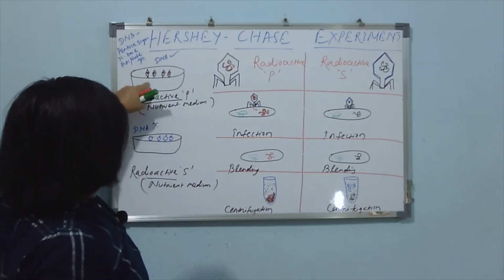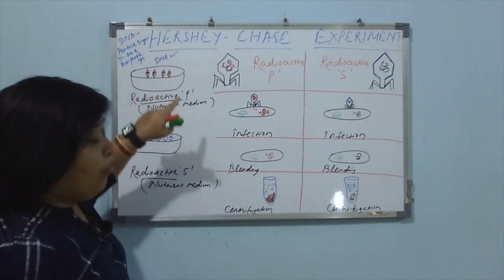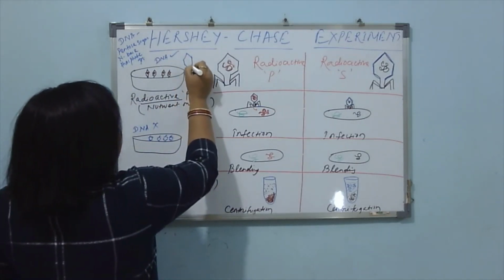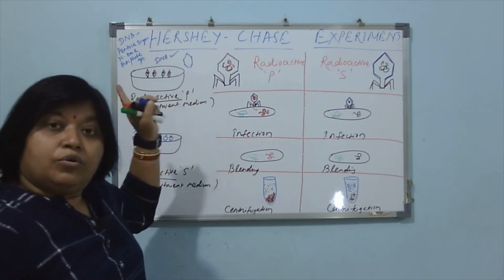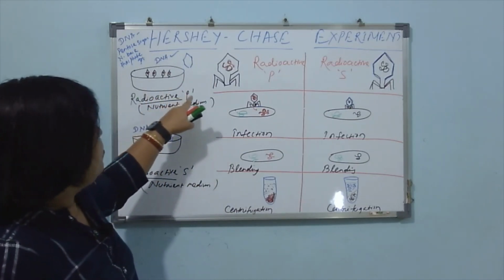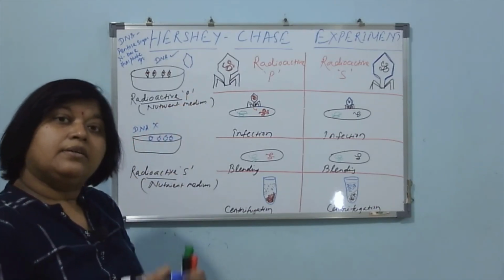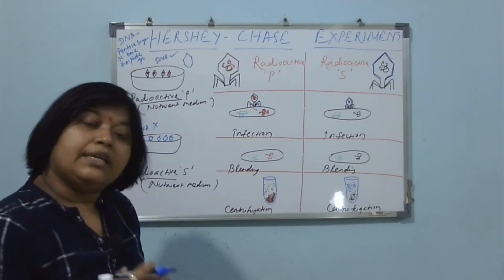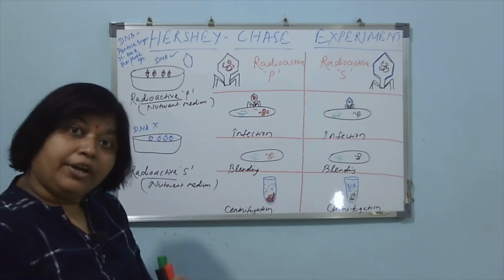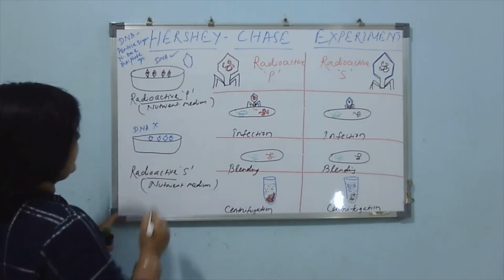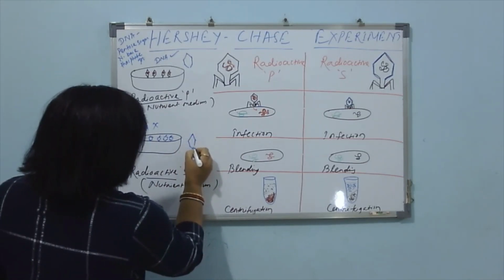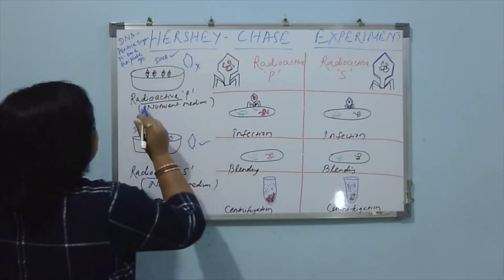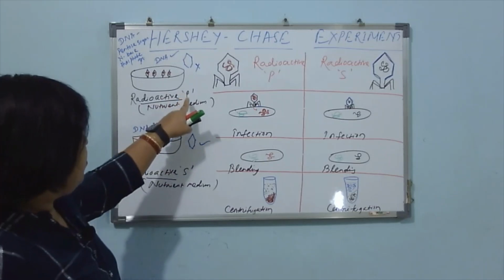But in this case, the outer coat of bacteriophages, this part, didn't absorb the radioactive phosphorus. Why? Because the outer coat of bacteriophages is made up of protein, and protein does not contain any phosphorus. It contains sulfur. So in this case the outer coat absorbs the radioactive sulfur, but here it didn't absorb the radioactive phosphorus.